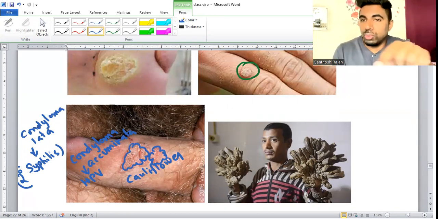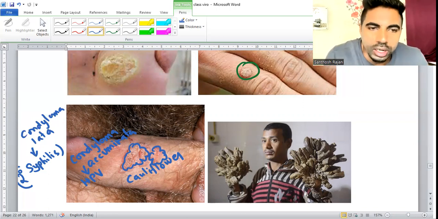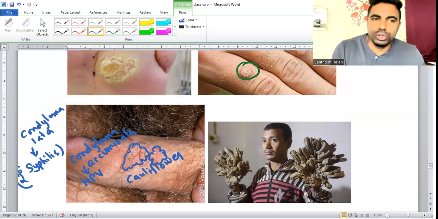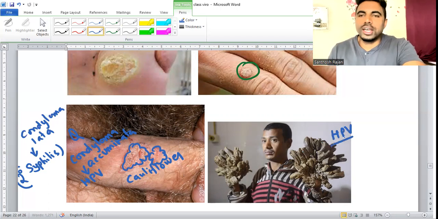Acuminata is HPV, human papilloma virus. And then you see this cauliflower-shaped appearance. This is characteristic. Your question, definitely. This question is repeated. You can expect this. And this one, you see, it looks like a tree branch. So this is also caused by HPV. We're going to talk about that also. So anything like this, hard wart, condyloma acuminata, everything, you think about HPV.